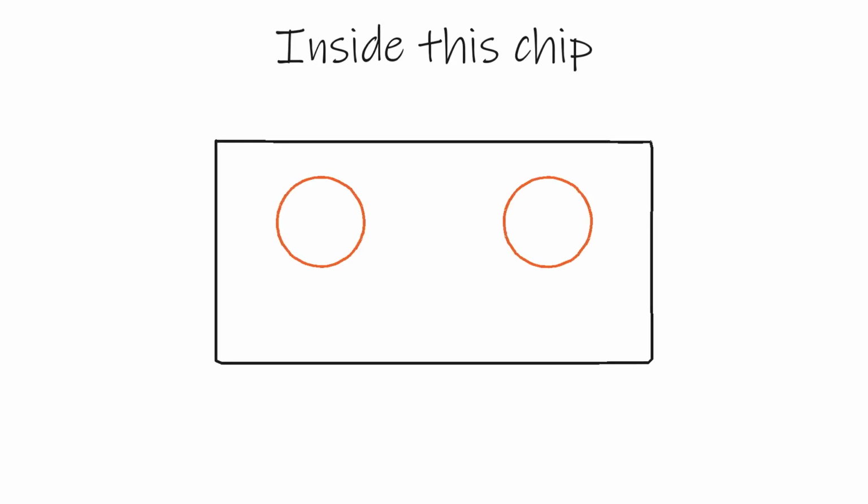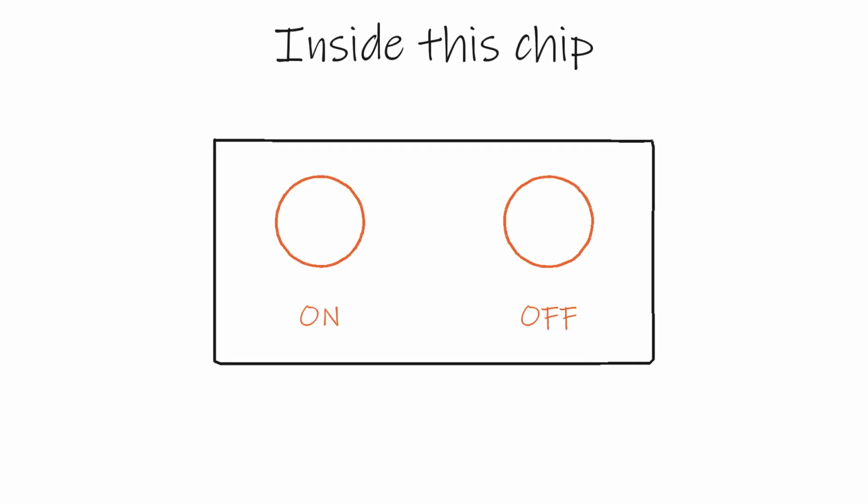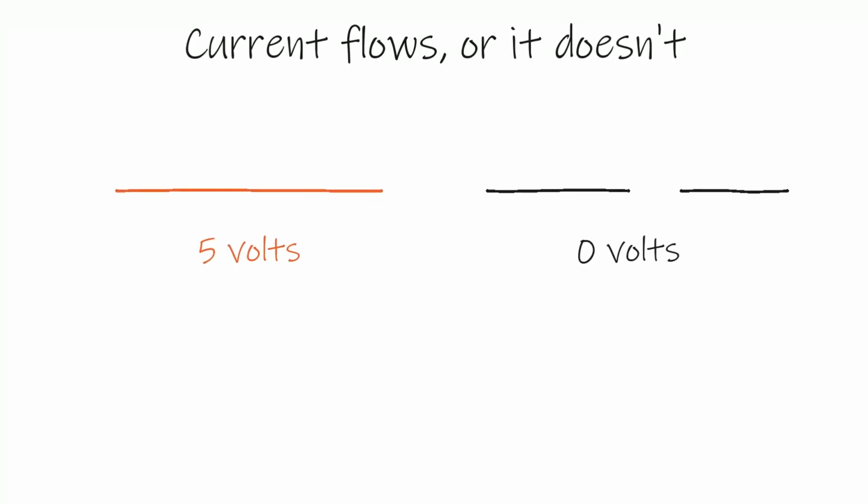Inside this chip, there are switches. Each one has exactly 2 states. Current flows or it doesn't. 5 volts or 0 volts.